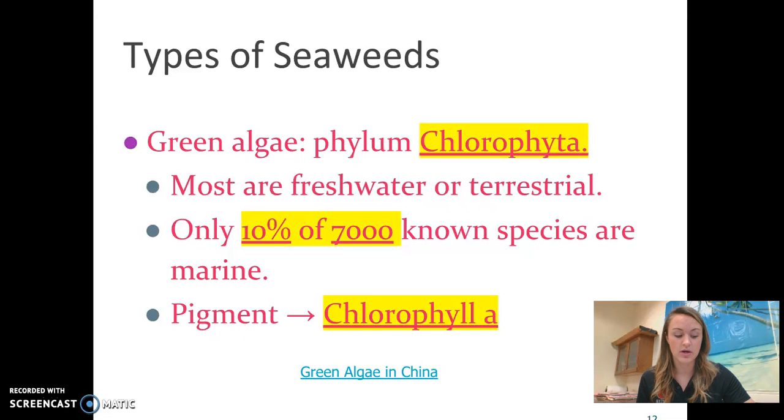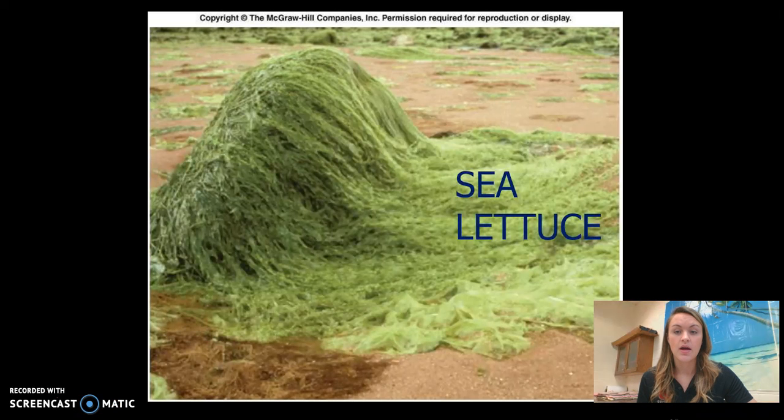And we'll look a few more times at some of the other different types. An example of this is sea lettuce. The majority of our green algae are freshwater organisms, and we find these in a lot of ponds, rivers, and freshwater ecosystems, whereas sea lettuce and some of our other green algae marine species only account for about 10%.